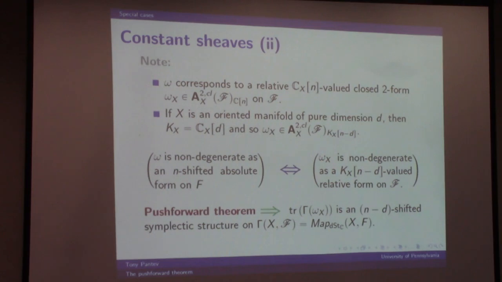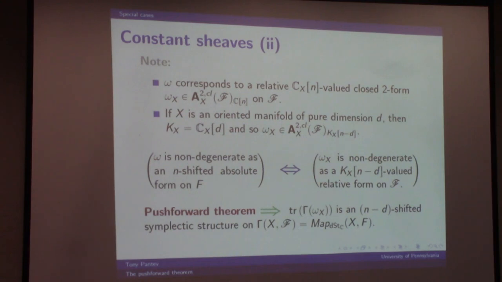Just have to remember that it's a relative form with values in the constant sheaf shifted by n. But the dualizing sheaf, if X is an oriented manifold of pure dimension d, will be the constant sheaf shifted by d. So if you want to interpret it as a relative form on the constant sheaf, it's going to be a relative form shifted by n minus d.